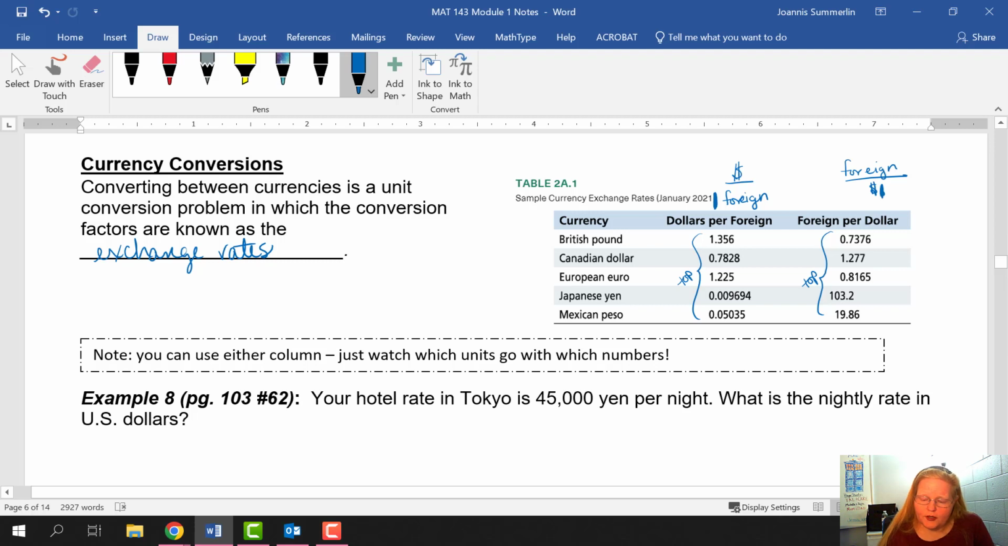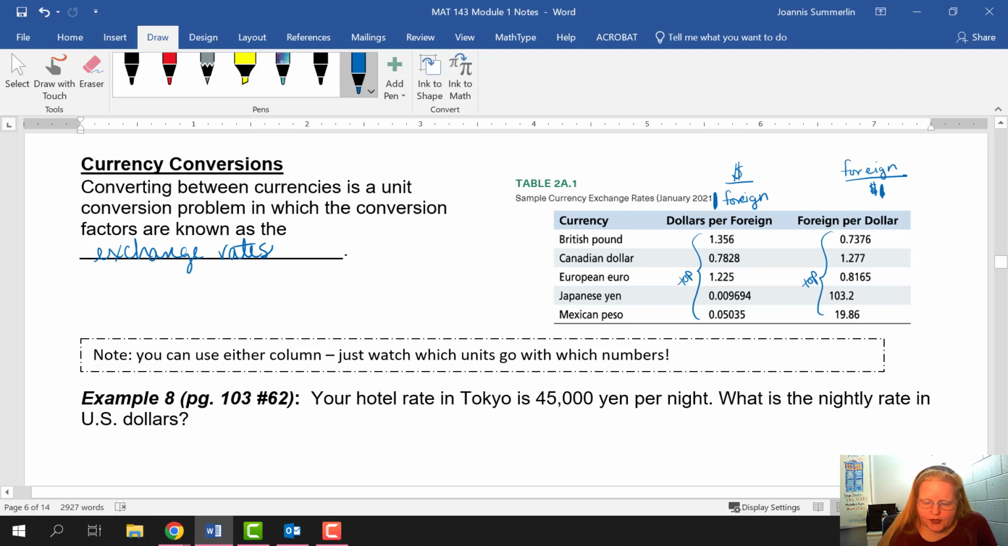So if you want the yen to be on the bottom, then you want to make sure you pick it so that you have 1 yen on the bottom. You don't want to use the Japanese yen over here, where you're going to end up with a $1 on the bottom. That's not going to be helpful. So you want to make sure you end up in the right spot.